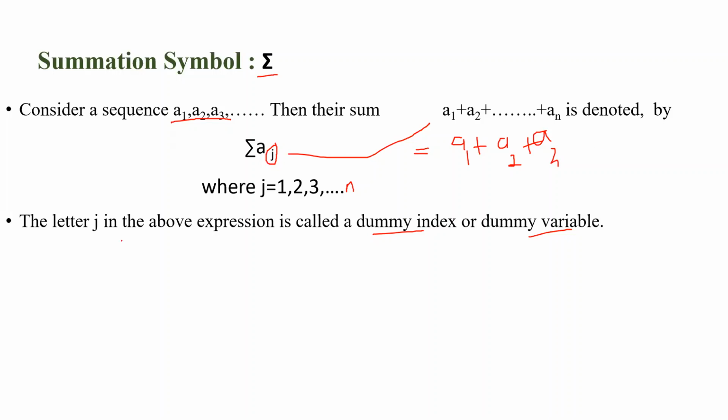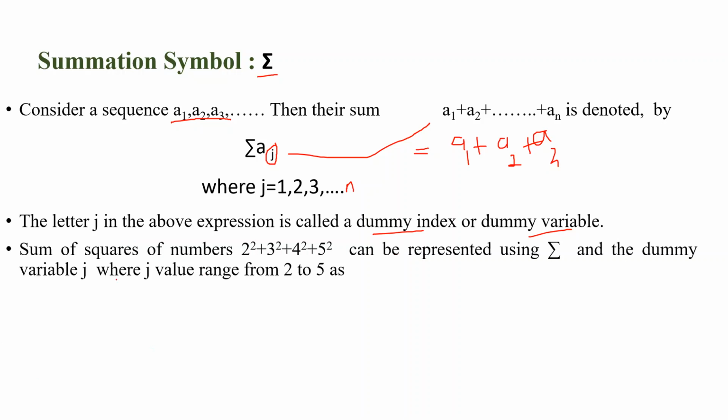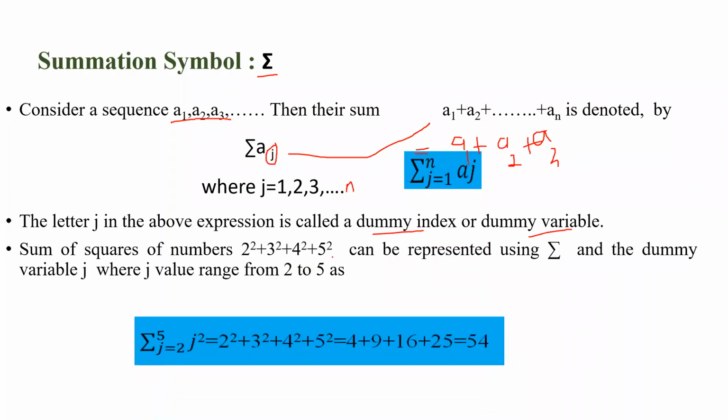Like that, any sequence works. Suppose I want to write the sum of the numbers 2 squared plus 3 squared plus 4 squared plus 5 squared, again using the summation symbol sigma and using the dummy variable j. One second. How to write that one?